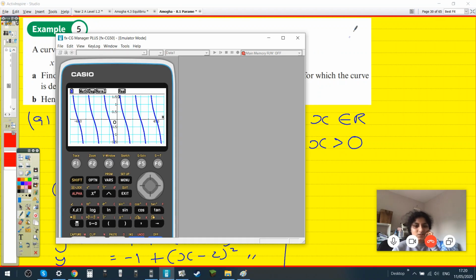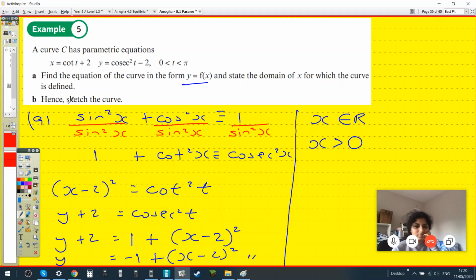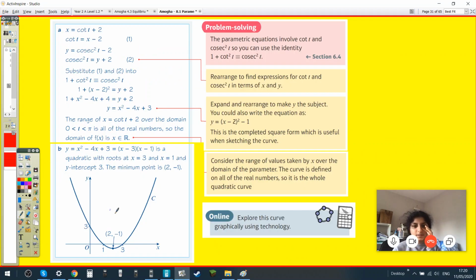And part b, hence sketch the curve of this one. No, it's going to be a quadratic, isn't it? Yeah, it's a quadratic. They just expanded it that way. It's just x is all real numbers. X is an element of the real numbers.